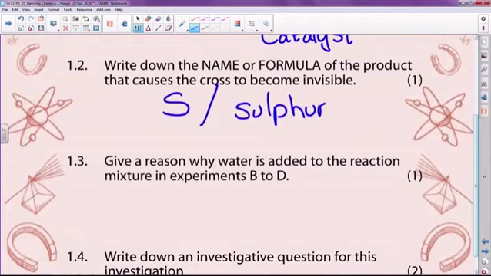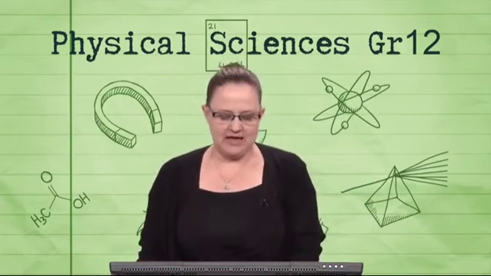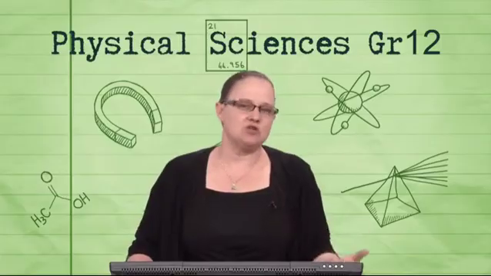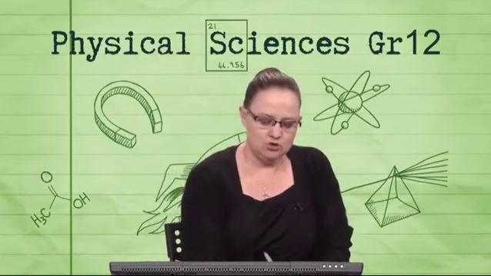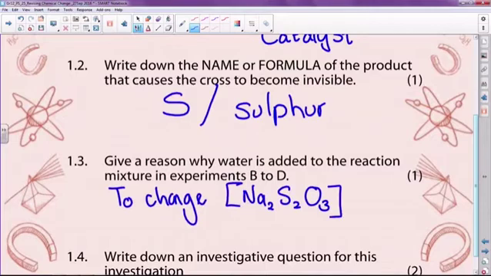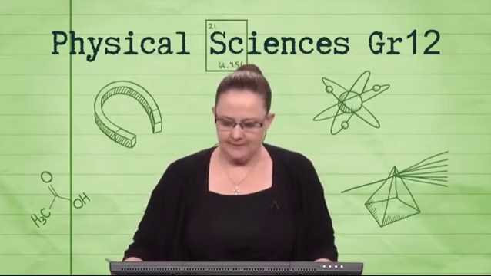Now this is quite important because now we're going to understand the skill in the reaction. It says, give a reason why water is added to the reaction mixture in experiments B to D. What are we doing with the water? We're diluting, we're changing the concentration. But we're changing the concentration of the sodium thiosulfate. And you can write it like that. The square brackets mean concentration, so we're fine, but it's to change the concentration of the sodium thiosulfate. It's to dilute it, okay?